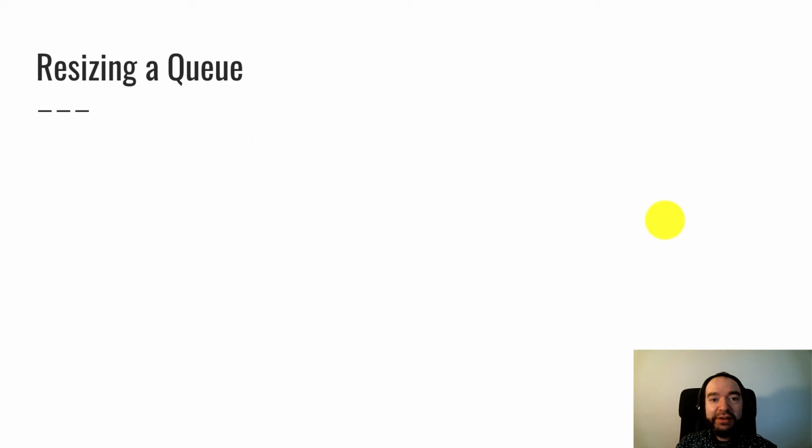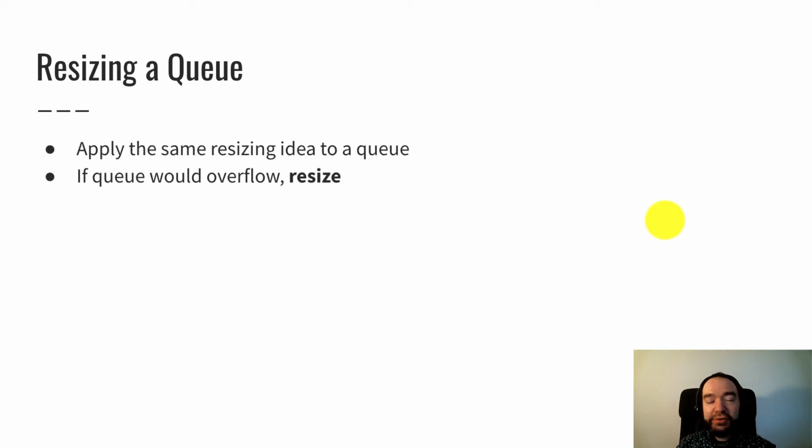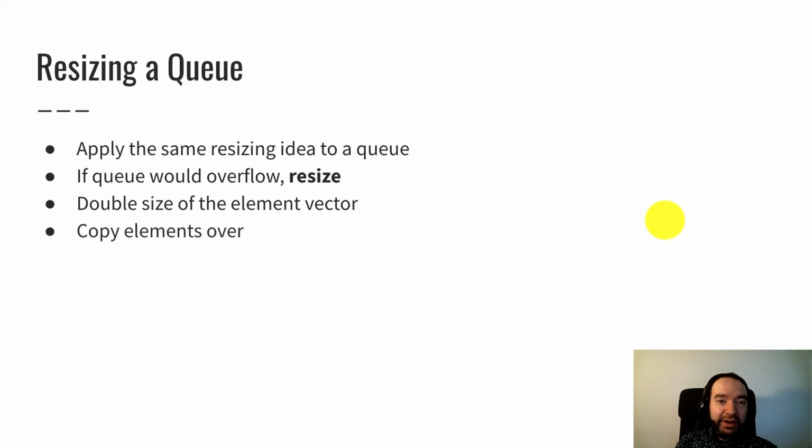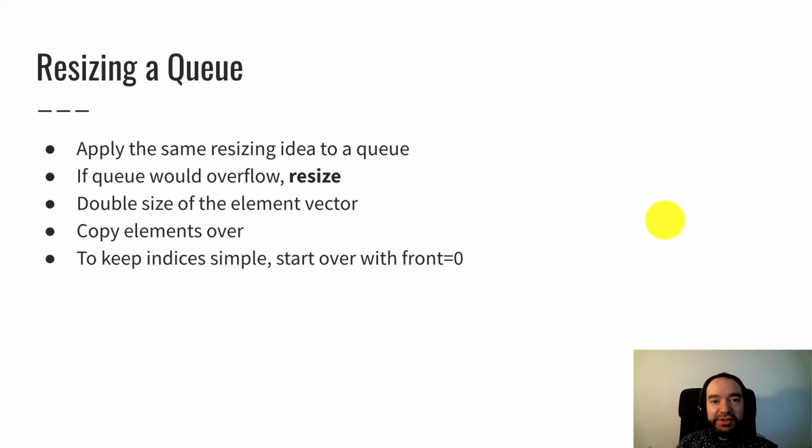So we're going to have resizing in our queue. If the queue would overflow, meaning the queue is currently full with its size and capacity the same, and we're trying to enqueue one more element, we'll resize. So when we resize the queue, we'll double the size of the element vector, copy everything out of the old small vector into the new big vector. There's one detail here, which is that the front of the old vector might not be at index number 0, it could be anywhere. To make that copying simple, what we'll do is we're going to start over and have the front of the new big vector be index number 0. So we always copy into the new big vector starting at the beginning at index number 0.